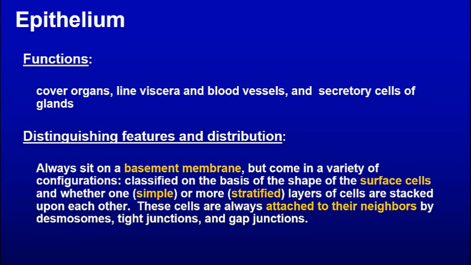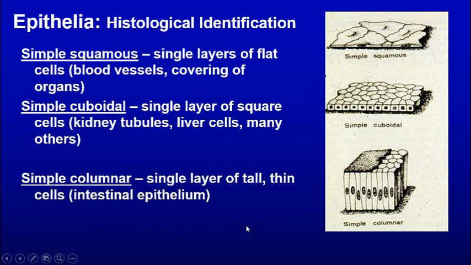And if they're one cell layer, we'll call it simple. If there's more than one, we'll call it stratified. And they are attached to their neighbors, to each of the adjacent cells, by a series of junctions. It could be desmosomes, tight junctions, gap junctions, different types of junctions that we'll talk about.